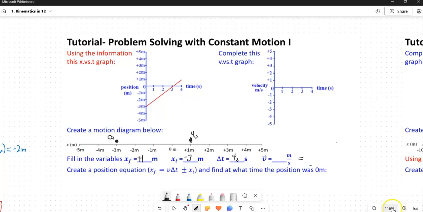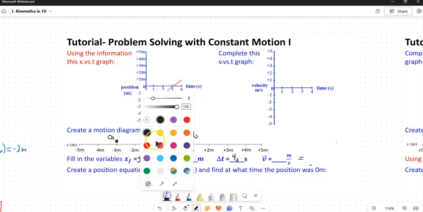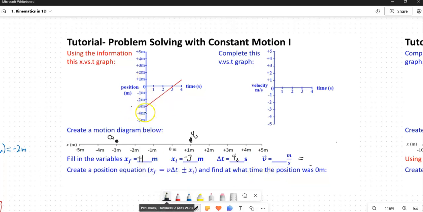And so we could figure out the displacement pretty quickly, because it starts here at negative 3 and ends at positive 1. So that's going to be 1, 2, 3, 4. So that's going to be a positive 4 meter displacement, right? Because velocity is displacement over time, delta x over delta t. So the displacement is going to be positive 4 meters over the period of 4 seconds, right?